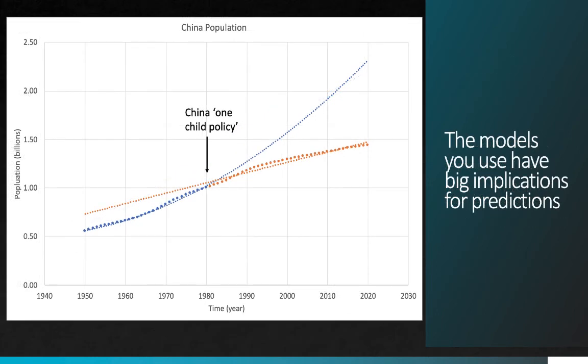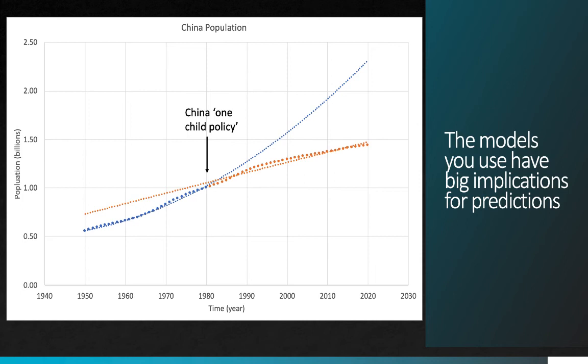In this case, I fit a curve to the data from 1950 to 1980, and then I projected that curve out to 2020. That's the blue line. I also fit a curve from the data from 1980 to 2020 and projected that one back in time to 1950. These two curves give us very different perspectives on the timing of China's population growth.